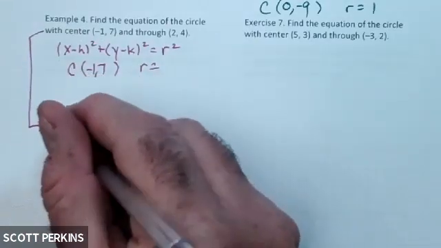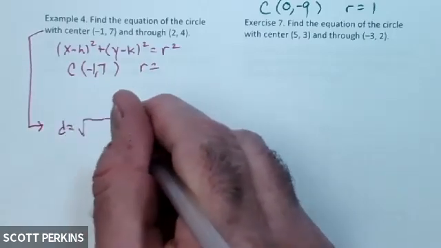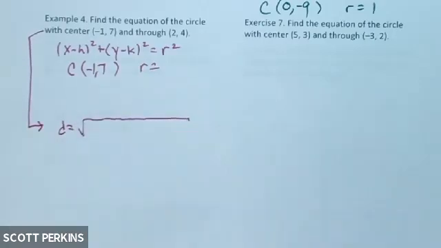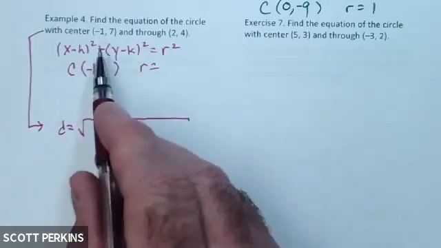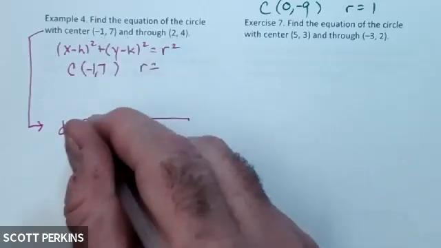So the distance between these 2 points is the square root. This is my distance formula. There will be a distance formula problem on the final exam, so it's a good thing to keep handy with you. So the distance is the difference between the x's. So that's negative 1 minus 2.